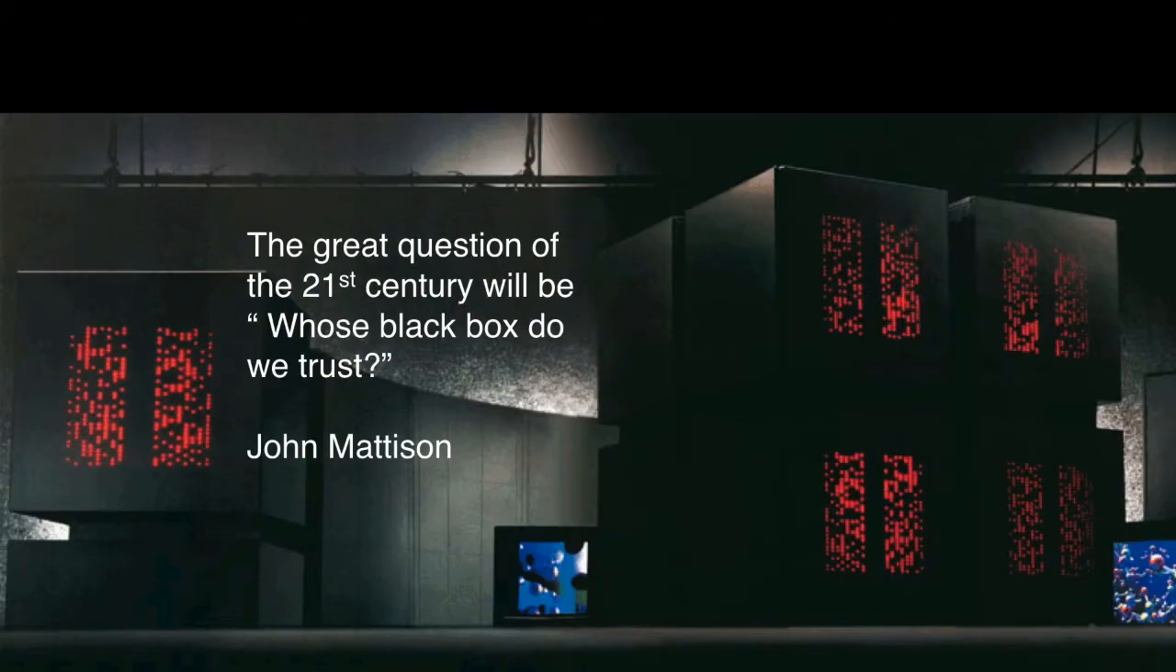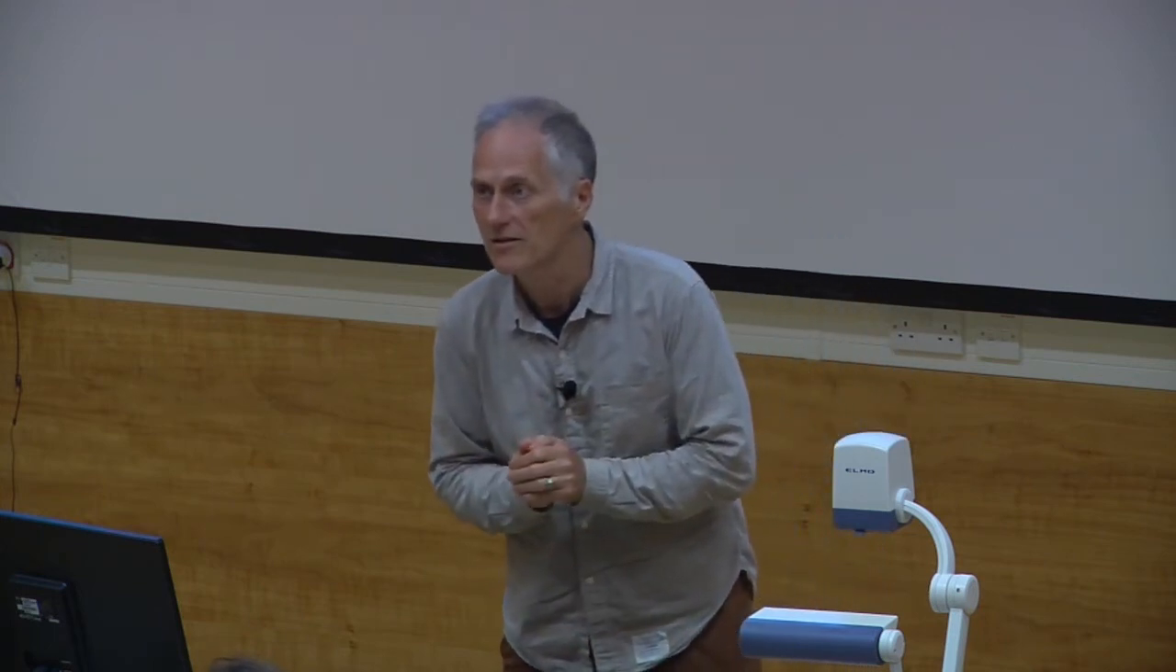But the question, of course, is, that algorithm is a black box. How do we trust it? John Madison, who's the chief information officer for Kaiser, which is a large integrated health provider in the US, said the great question of the 21st century will be, whose black box do you trust?